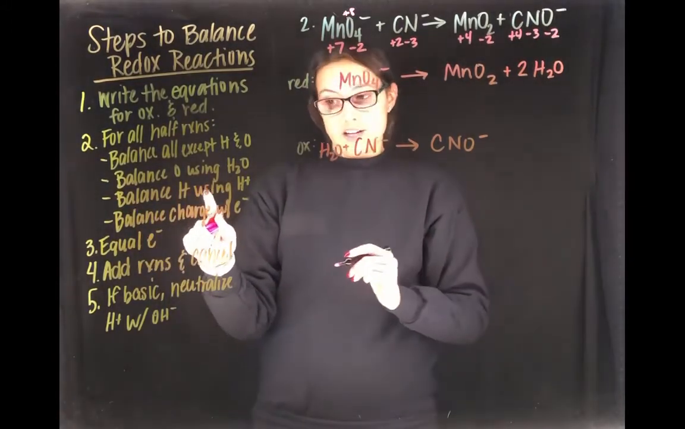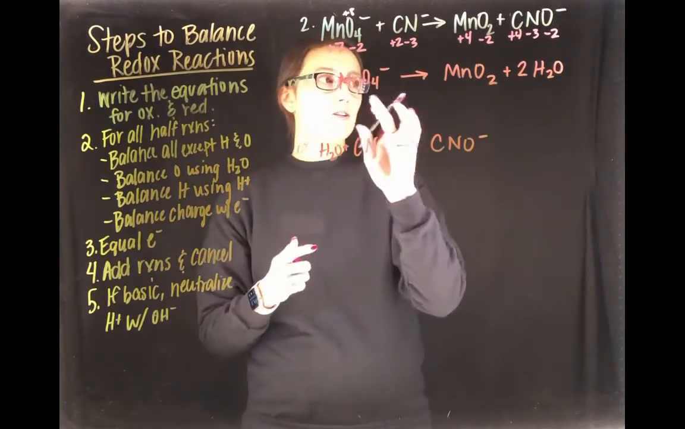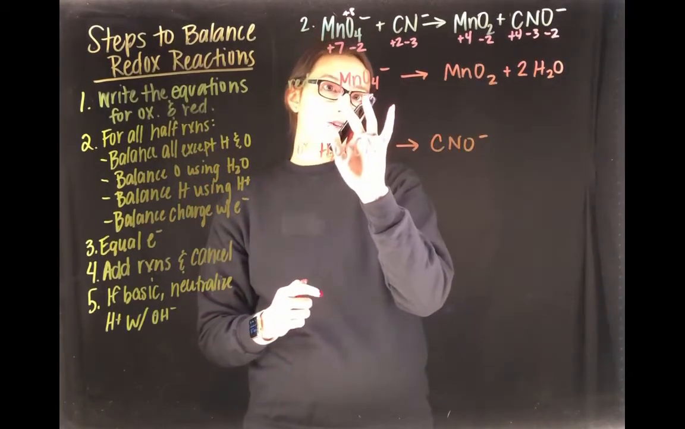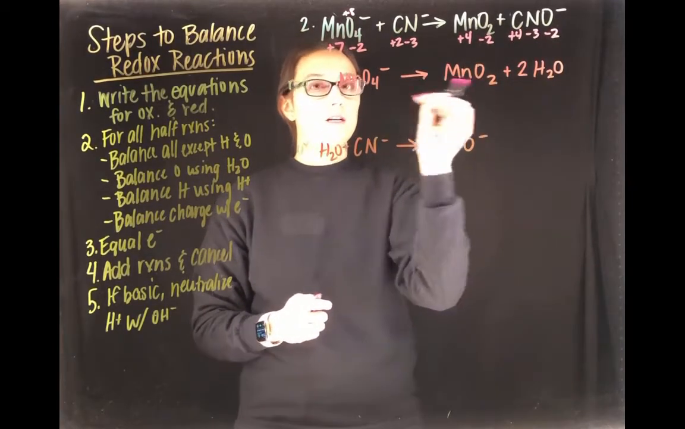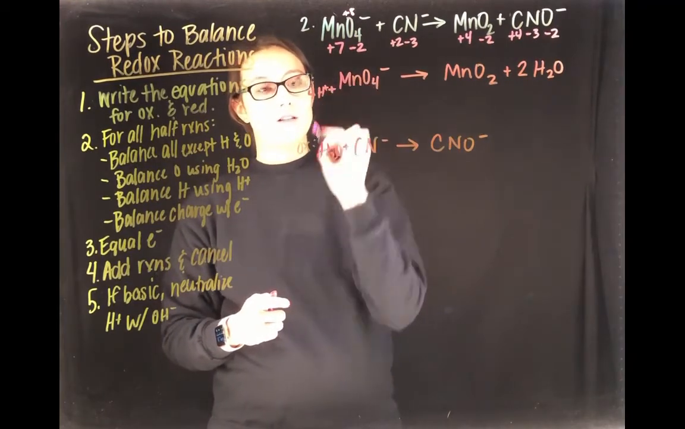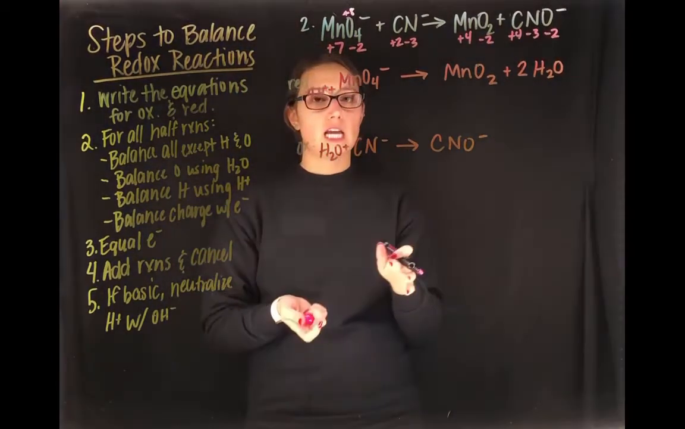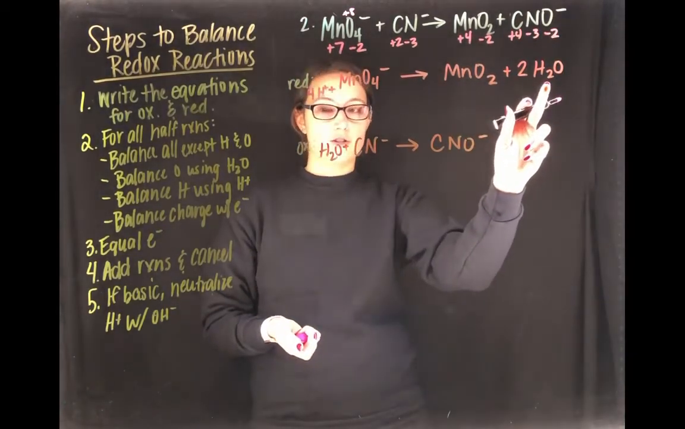Then we balance the hydrogens using H⁺. So if I look up here, I have no hydrogens on the left and I have 4 hydrogens on the right, which means I need another 4 hydrogens on the left. So I'm going to balance that using H⁺. So I have 4 H⁺, and I have 4 hydrogens.